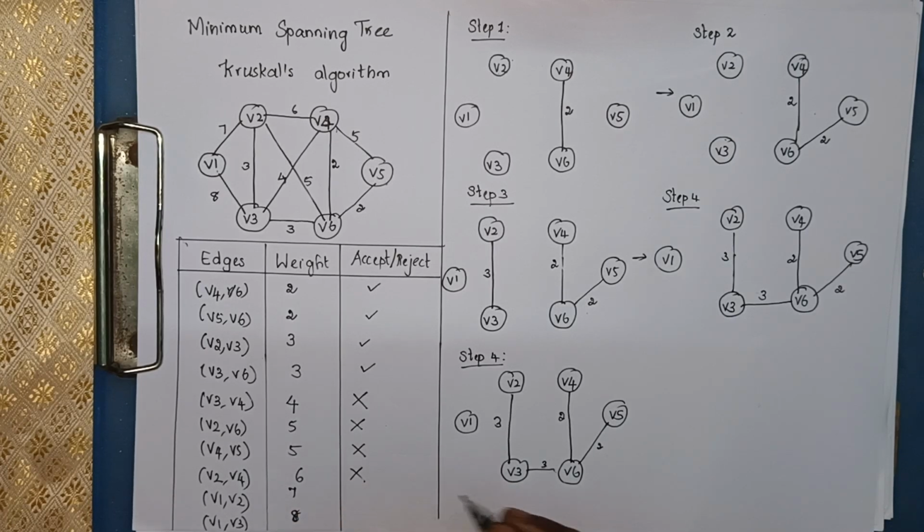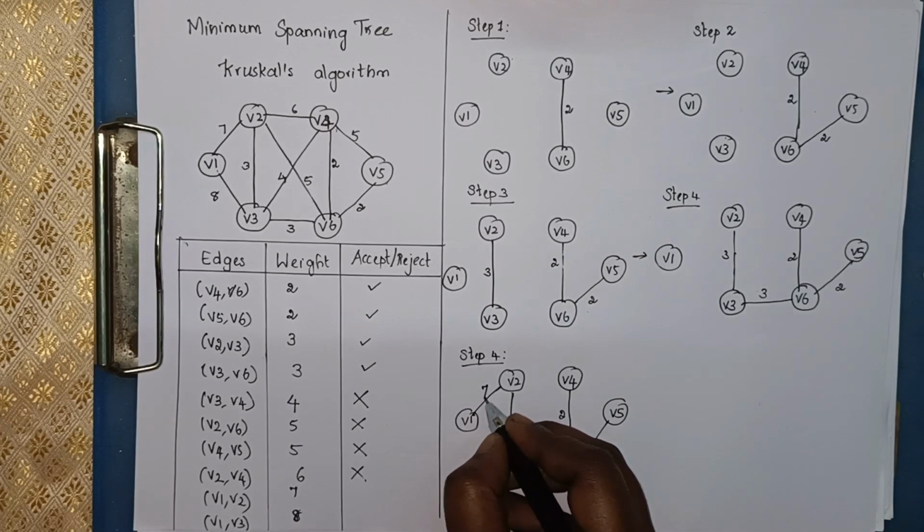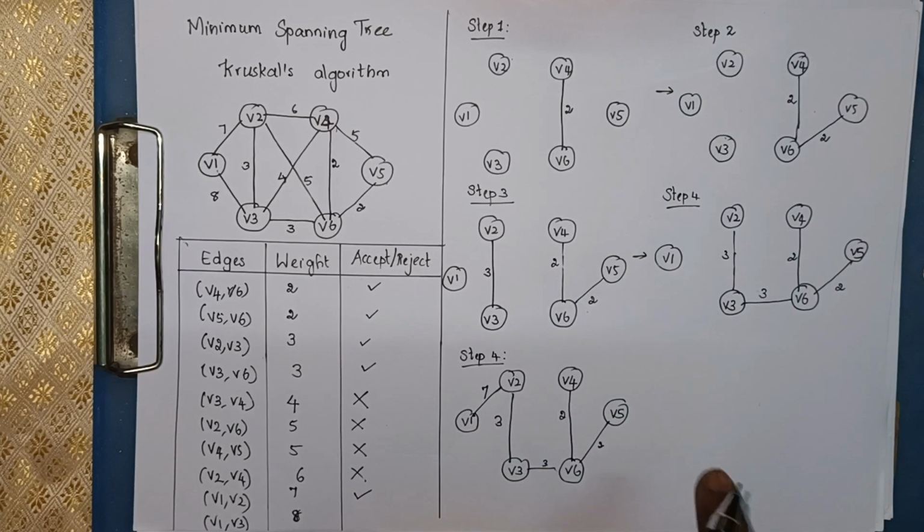Next one, V1 to V2. You can draw a line from V1 to V2. It won't form any cycle, and you can accept it.